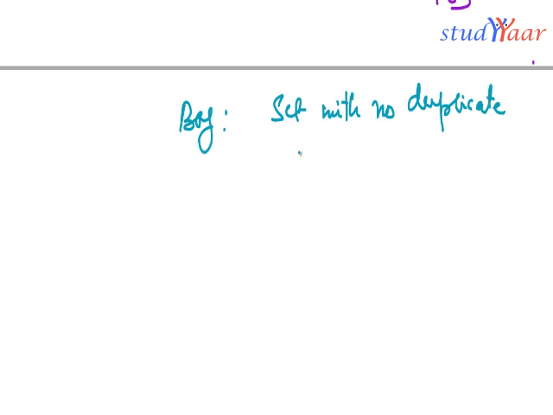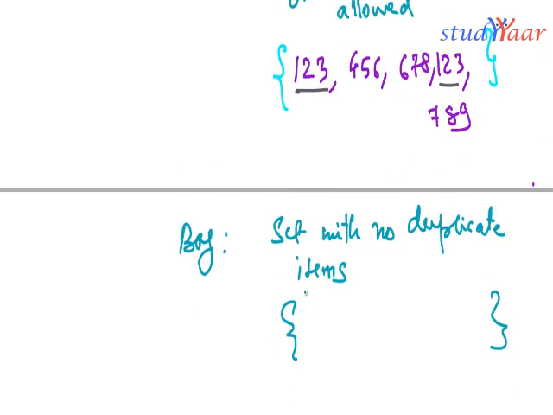Next type of type constructor is a bag. A bag is a set with no duplicate items. So an example of this would be the same as this one, but we would have only 1, 1, 2, 3. Okay, so this is what I am looking at when I'm talking about a bag.